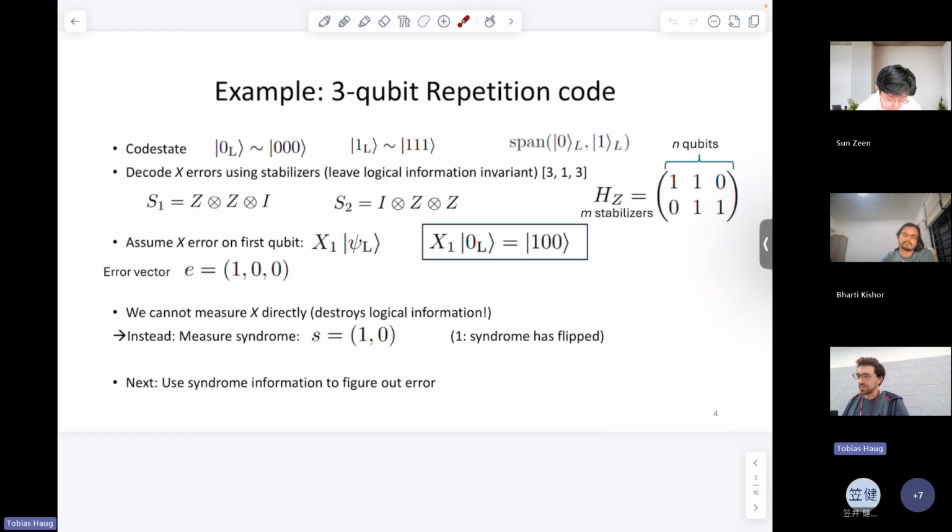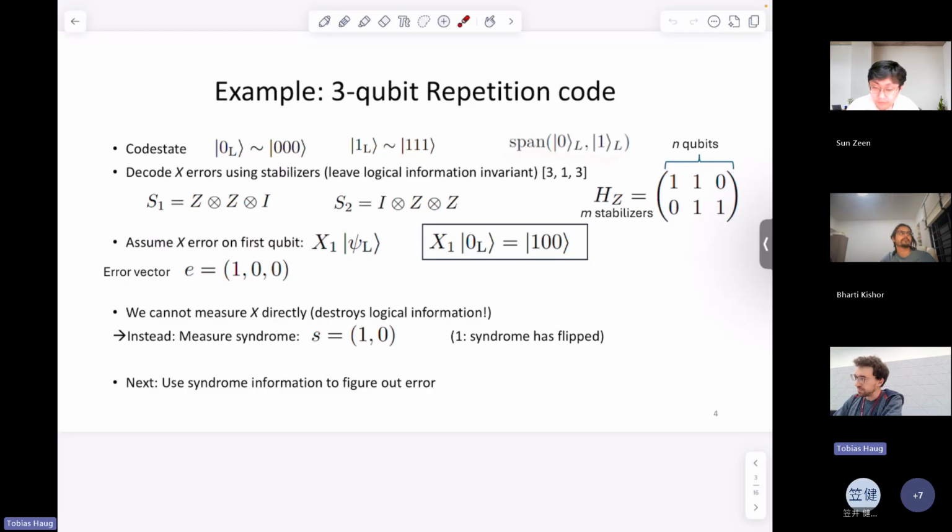Okay, so let's start. To explain, I will start with pretty much the simplest code you can think of, namely the 3-qubit repetition code. We may have seen this code before in one of the earlier sessions, but just to recap, the 3-qubit repetition code protects against, in this case, X errors. The logical 0 state is just 3 zeros, and the logical 1 is 3 ones. The logical information is then stored in a linear combination of the logical 0 and the logical 1.